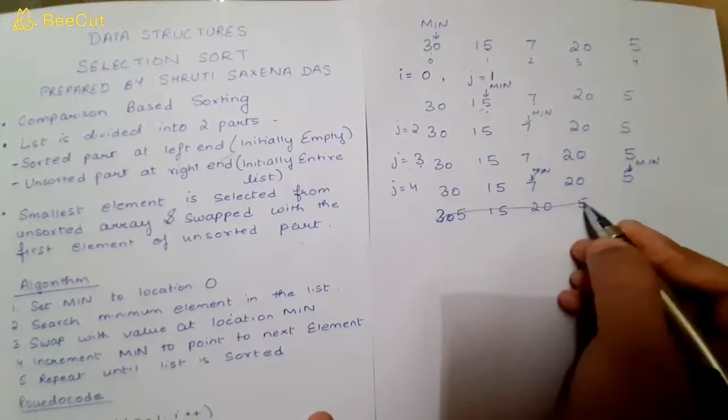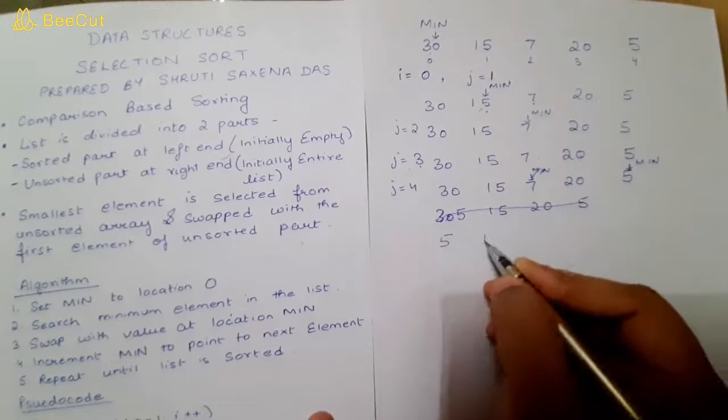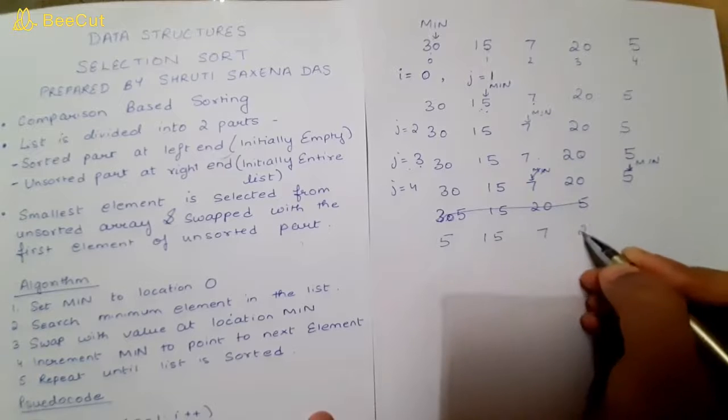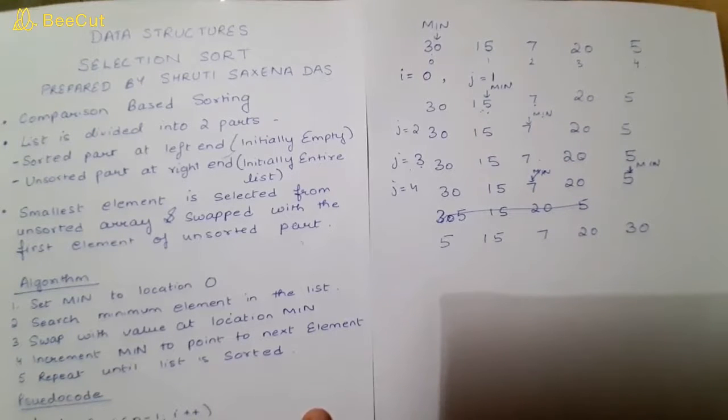Sorry, I'll write it again. It will be 5, 15, 7, 20 and 30. So this will be the array after the first iteration. We have checked for i equals 0 and j ran from 1 to 4.